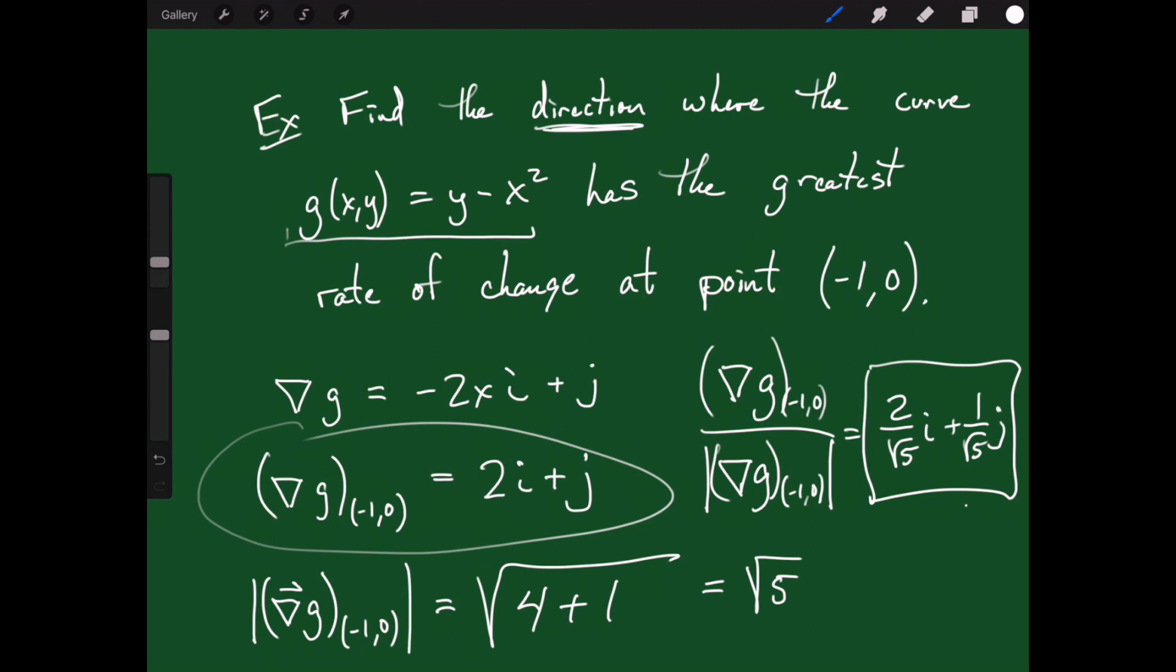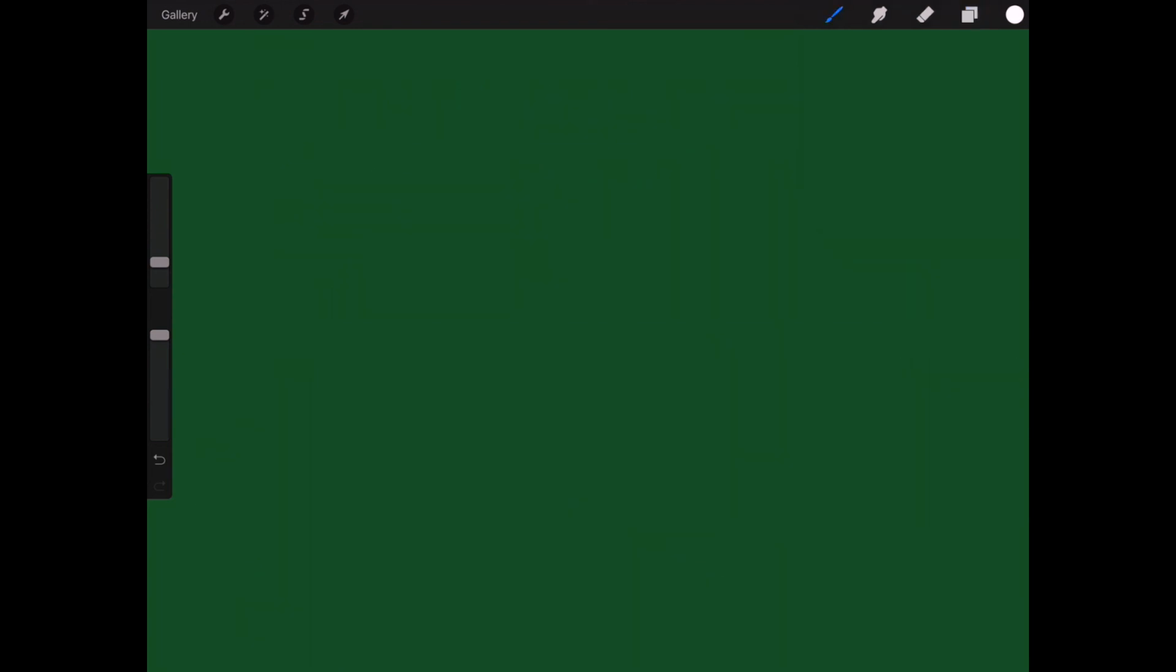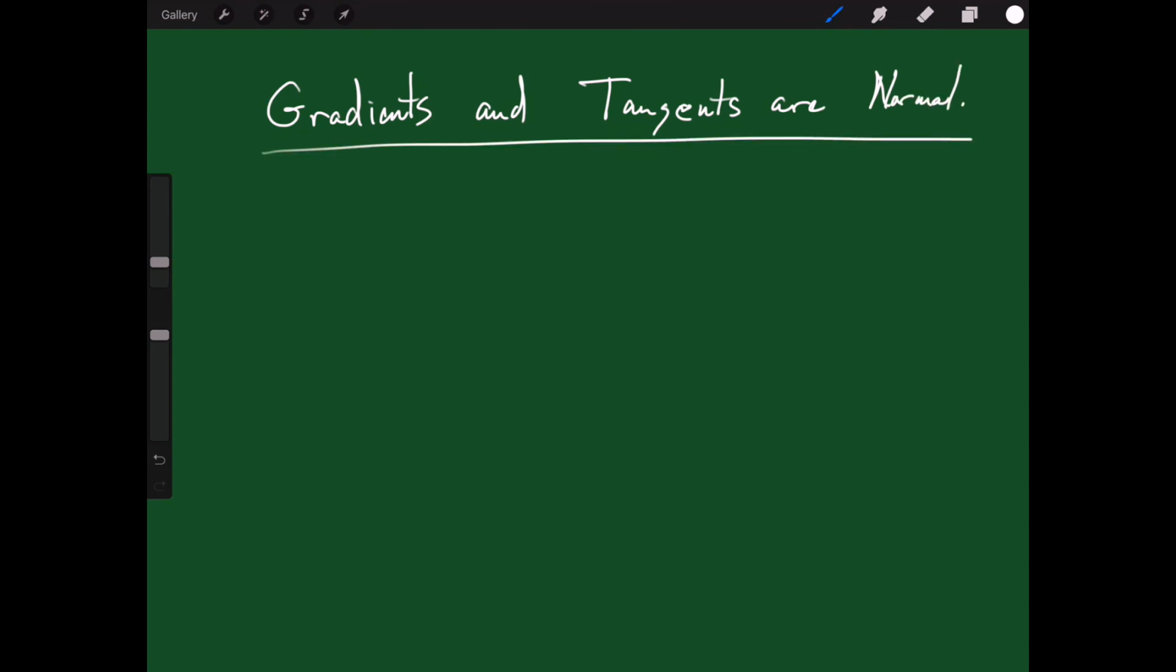Okay. One more thing that I want to talk about, and then I can let you go do some homework, and that is the fact that gradients and tangents are normal, or in other words, they're orthogonal to each other.